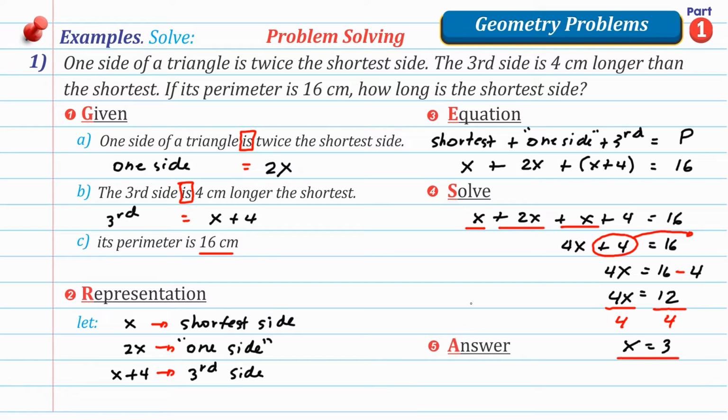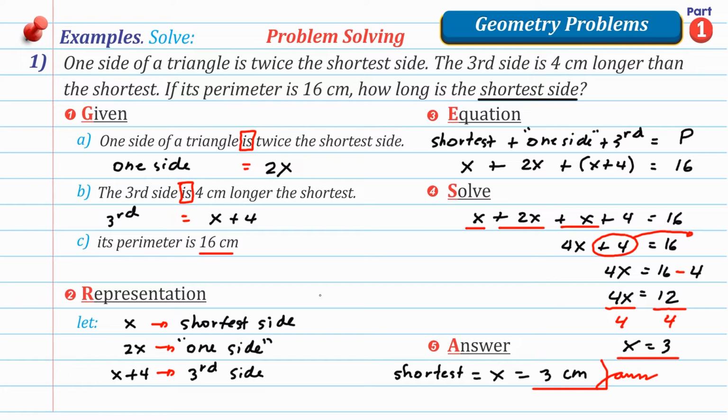What is being asked? How long is the shortest side? Now, whenever you solve for the variable, don't immediately say that this is the final answer. Take note, go back to the question, and we're looking for the shortest side, as you can see here. And from our representation, the shortest side is represented by the variable x, which is actually what we already solved. So x represents the shortest, and it's equal to 3. And don't forget the units, centimeters. Therefore, this is the final answer. The shortest side is 3 centimeters.